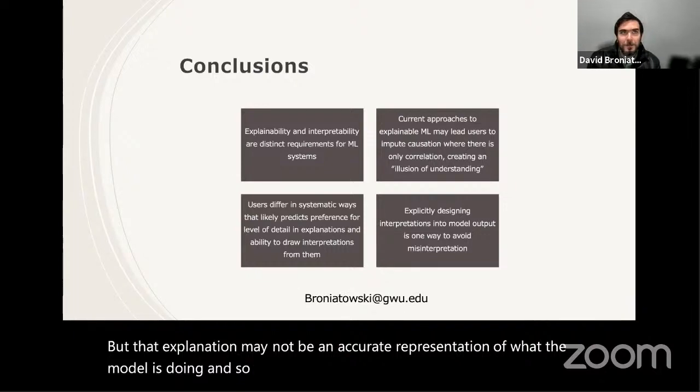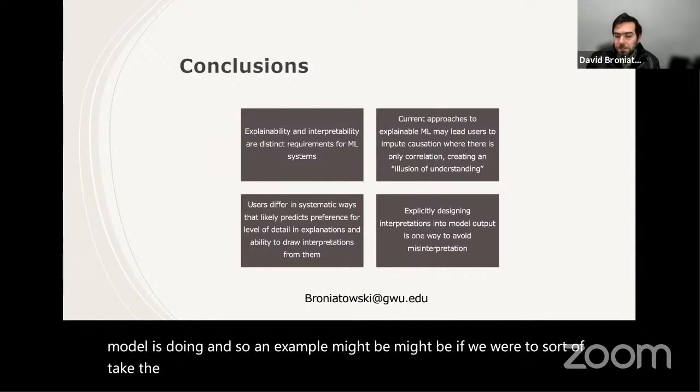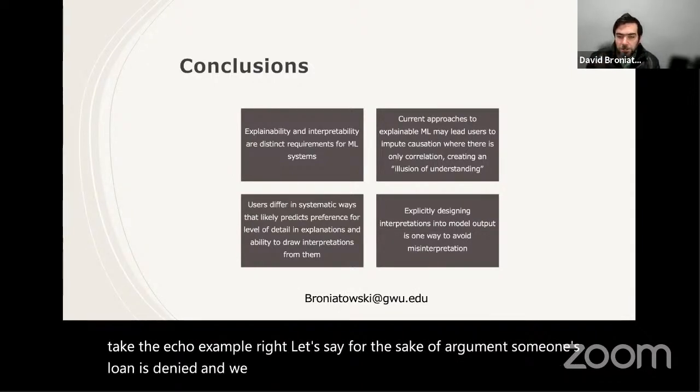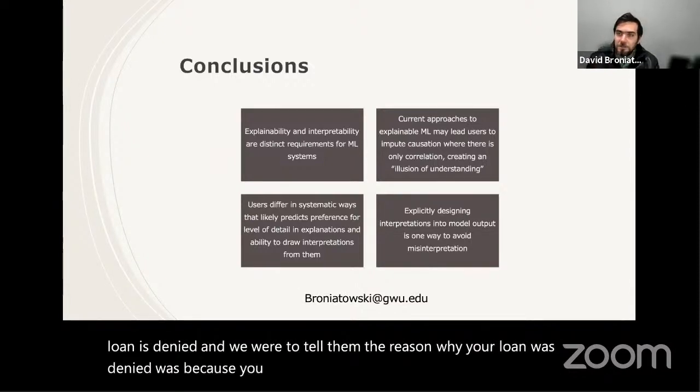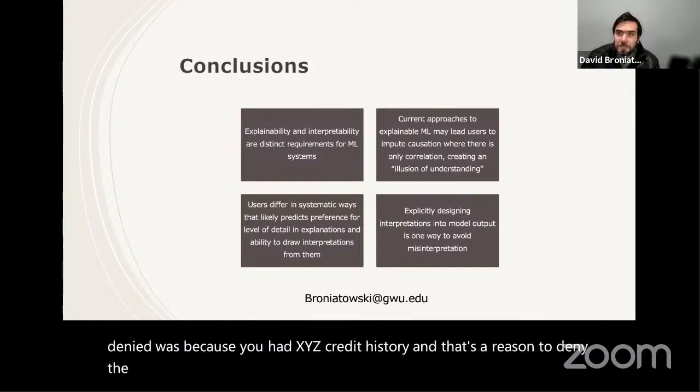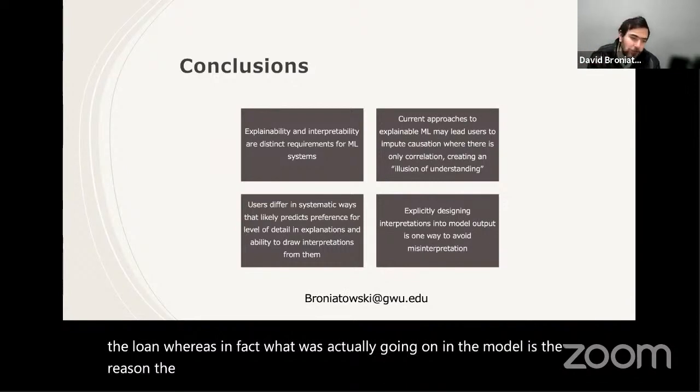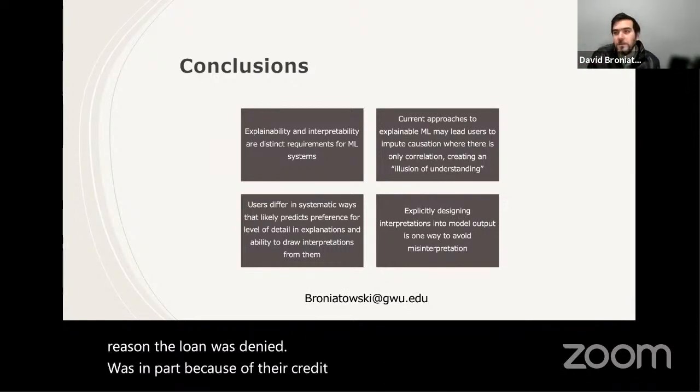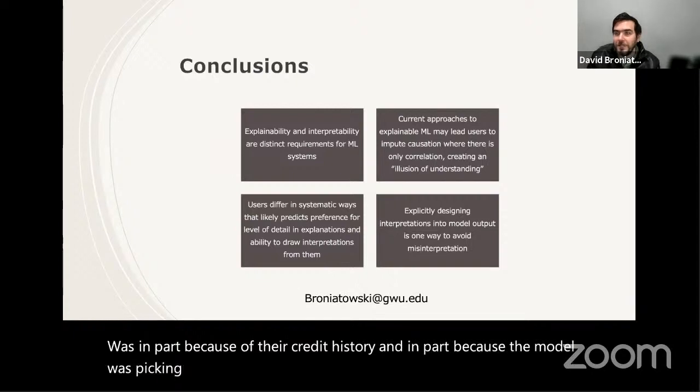An example might be if we were to take the ECOA example, right? Let's say for the sake of argument, someone's loan is denied, and we were to tell them, well, the reason why your loan was denied was because you had XYZ credit history, and that's a reason to deny the loan. Whereas in fact, what was actually going on in the model is the reason the loan was denied was in part because of their credit history, and in part because the model was picking up on some demographic feature, right?